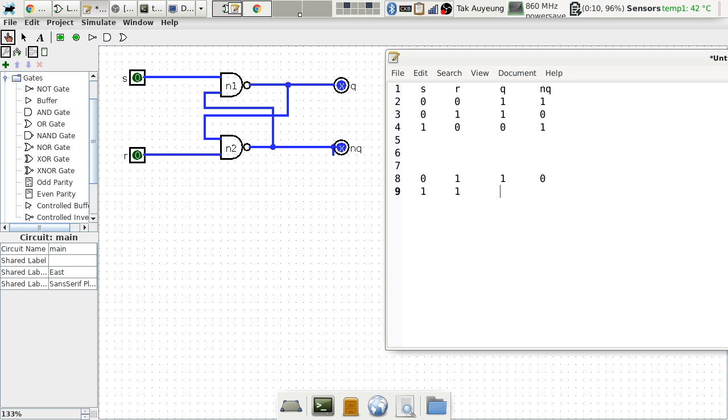Is it going to do anything to Q? Okay, so let's analyze this a little bit. Previously, we have 0 going into S. We have 1 coming out of R, and as a result, Q is 1 and NQ is a 0. So by changing the S pin from a 0 to a 1, would I have affected anything?